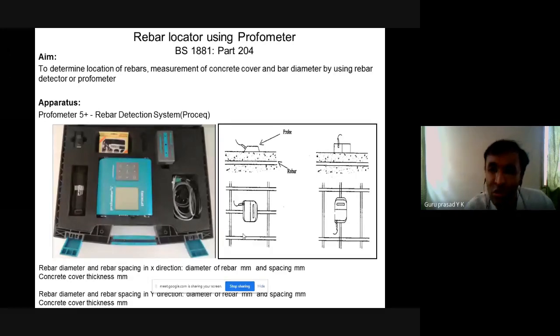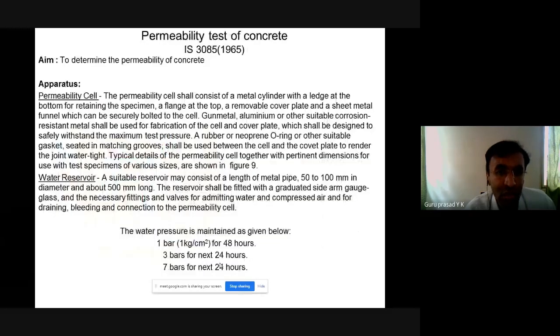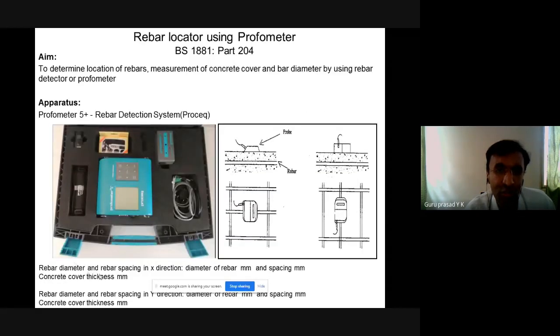So you will get to know if the reinforcement is present. You can note down the diameter of the rebar. These are the observations which you need to take down: the spacing of the rebar, the diameter of the rebar, and in some cases the concrete cover thickness. Okay, that is about the rebar locator. This is based on BS 1881 part 204. It is through British standards, because in India this profometer is used extensively, and it is based on BS 1881.